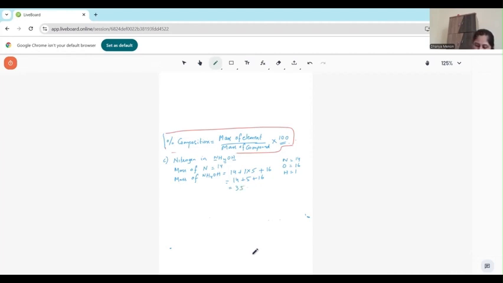So mass, sorry, percentage of nitrogen equal to mass of nitrogen is how much? 14 over total mass of the compound is 35 times 100. So whatever answer you get, you have to express it in percentage. Okay? Percentage of nitrogen.